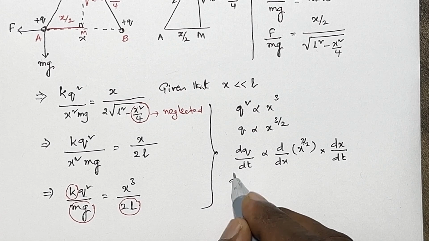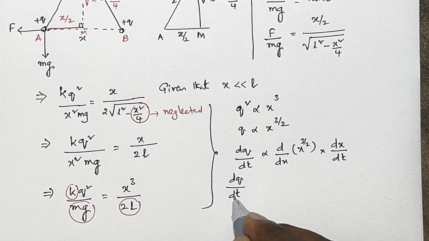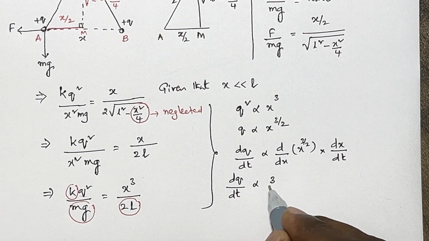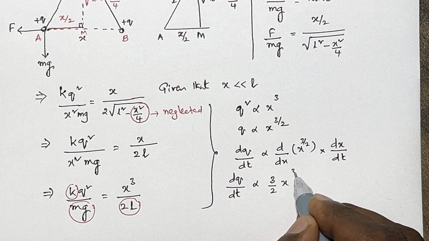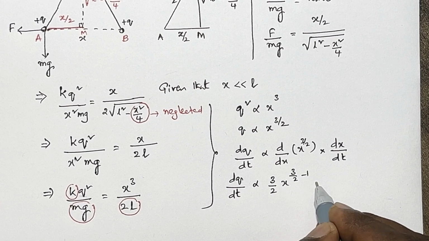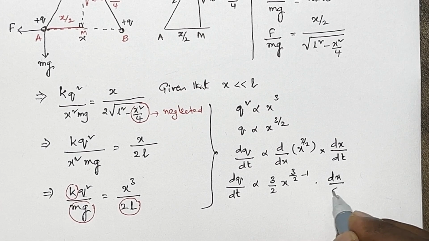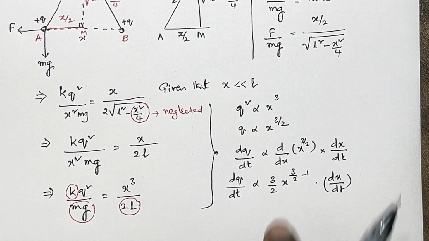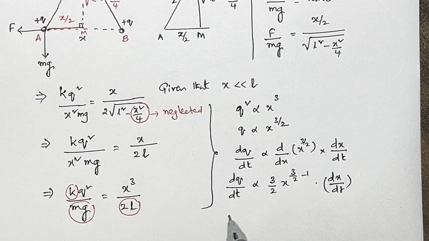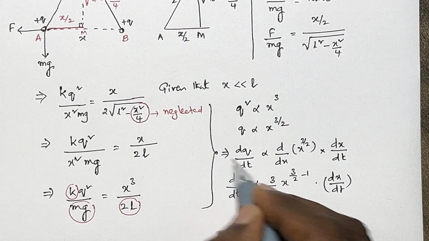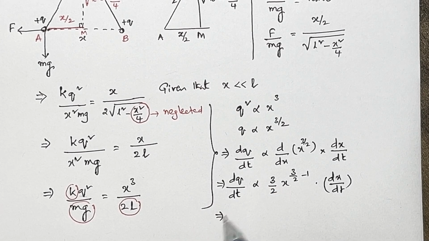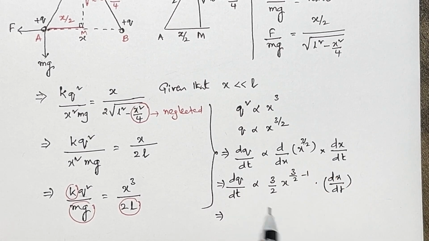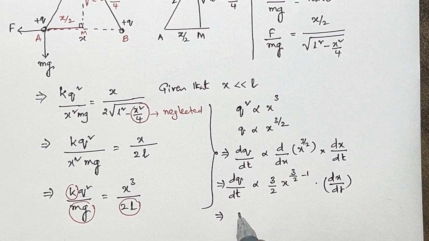So dq by dt is proportional to this differentiation. Let us do 3 by 2 x power 3 by 2 minus 1 into dx by dt. This dx by dt I just continued. This one only I differentiated. So I have differentiated on both sides. This one, q proportional to x power 3 by 2, I have differentiated. Then what happens? Let us see.